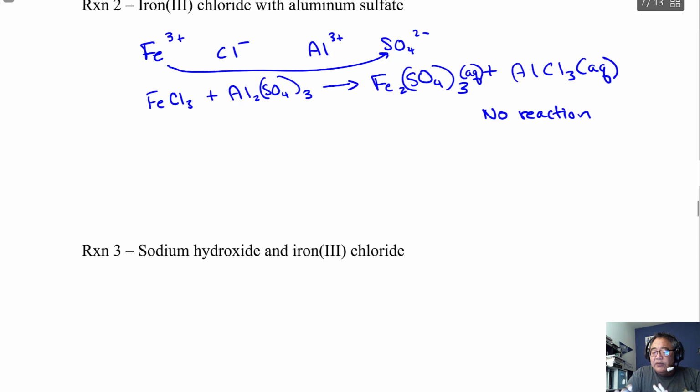Now, if you want to, you can go through the exercise of balancing this. I could do it for you really quick, but you might want to write it out and try balancing it yourself. But that's the balanced equation. Okay.